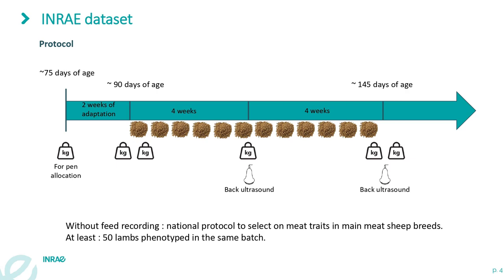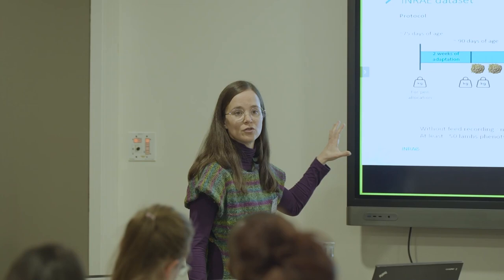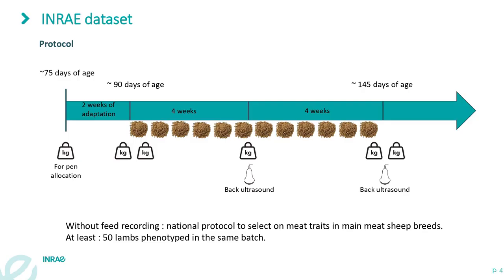It's for the complete set of animals. And you have the final body weight, so we have two measurements 1 day apart with a back fat, back ultrasound. Sorry. So in fact, this protocol is exactly the same as the national protocol to select on meat traits in our main meat sheep breeds in France. The only thing which is new is the collection of feed intake to perform feed efficiency.